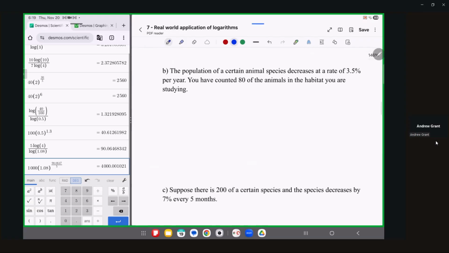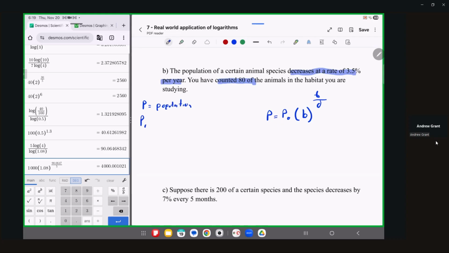Letter B, the population of a certain animal species decreases at a rate of 3.5% per year. You have counted 80 of the animals in the habitat you are studying. Okay, so again, we have P is equal to P naught times b to the power of t over d. So this appears to be a population. Capital P is just a population.